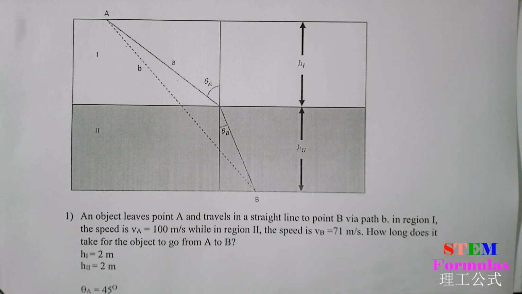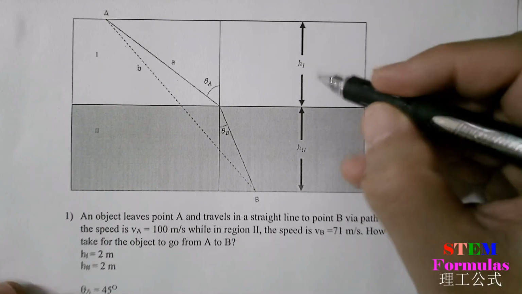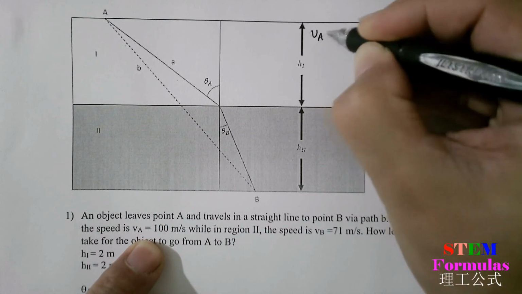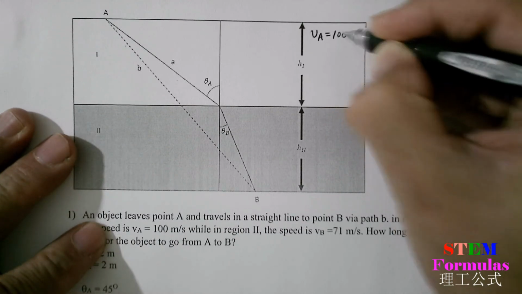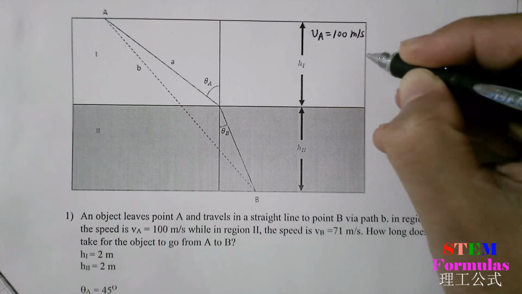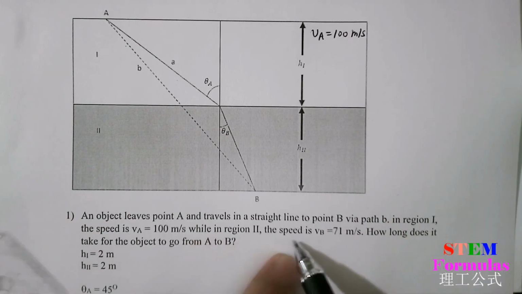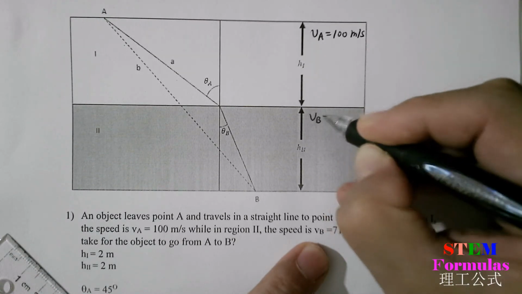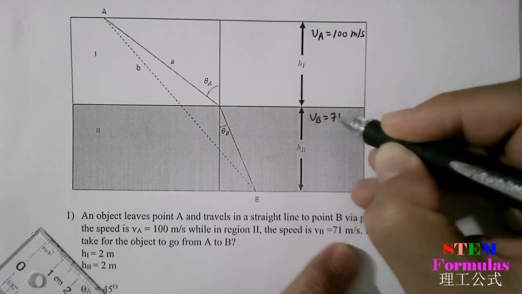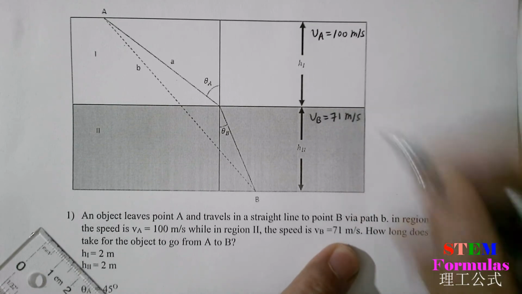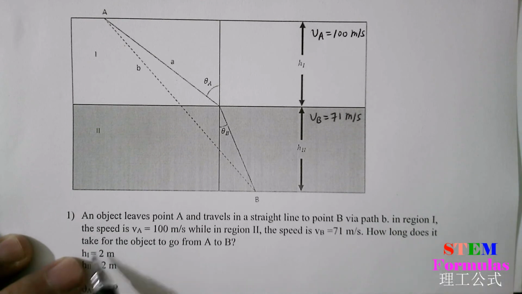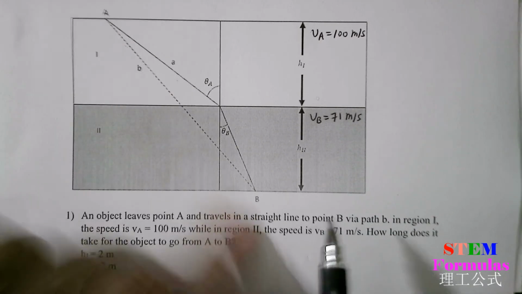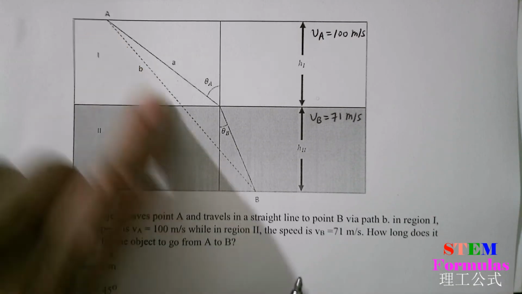In region 1, the speed is VA equals 100 meter per second. So here's VA equal 100 meter per second. While in region 2, the speed equal VB equal 71 meter per second. How long does it take for the object to go from A to B? From A to B via path B.